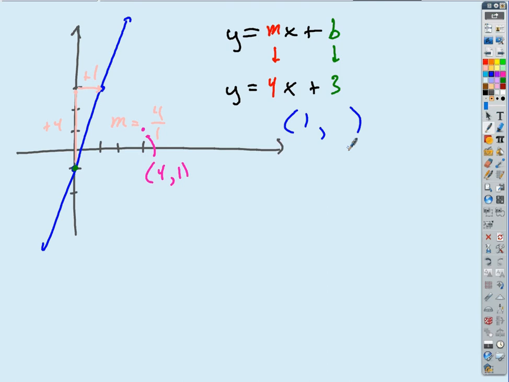We could find out. I'm just plugging in 1 for x, right? So what's that give me? If I plug 1 in for x, I get 4 times 1 is 4, plus 3 is 7. Okay, so if I go over 1, I should have to go up 7 to be on the line, right?